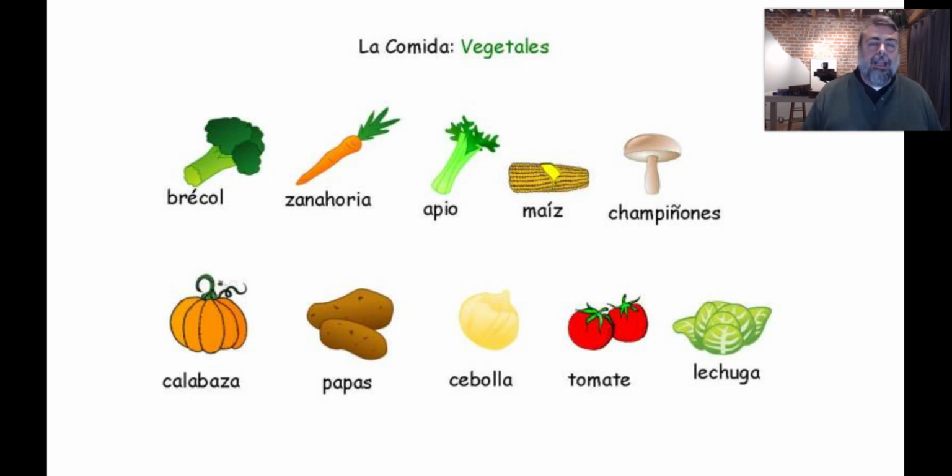Calabaza, and calabaza, truthfully, is any squash. Calabaza. Papas or patatas. I think Luke mentioned patatas in an assignment of his recently. That's Spanish. Pretty much across Latin America, it's papas. Cebolla, tomate, lechuga. And in case you're in doubt of what a cebolla is from this picture, it's an onion.